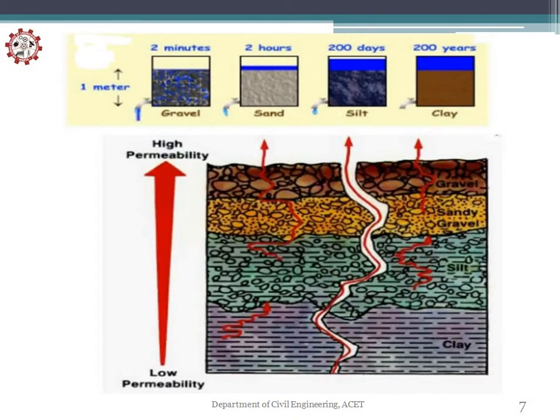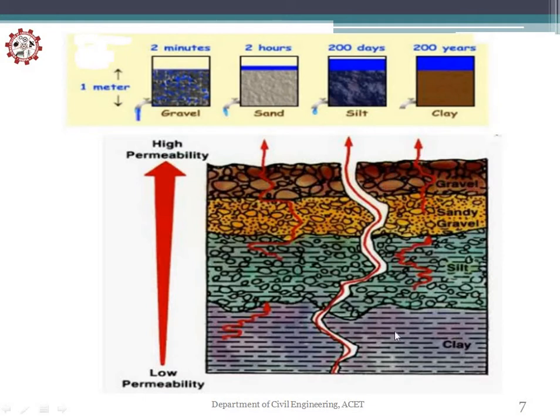So this is again a figure showing permeability. If there is 1 meter of soil, such as gravel, sand, silt and clay, and you pour water through it, it will take 2 minutes to come out for gravel. For sand it takes 2 hours, for silt 200 days, and for clay 200 years.